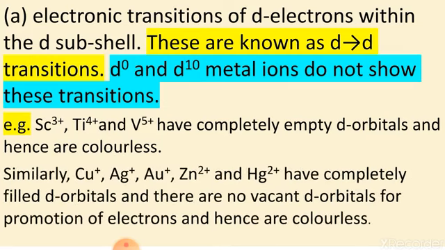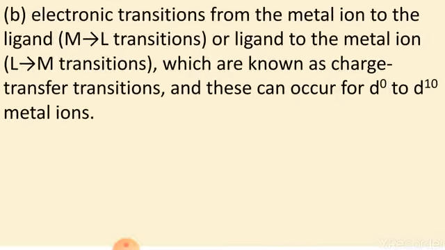Similarly, copper +, Ag +, Au +, Zn2+ and Hg2+ have completely filled d orbitals, that is, d10 electrons, and hence no vacant d orbitals for promotion of electrons, so these are also colorless. Just notice that d0 configuration and d10 configuration are colorless. That's why they do not show the d-d transition.